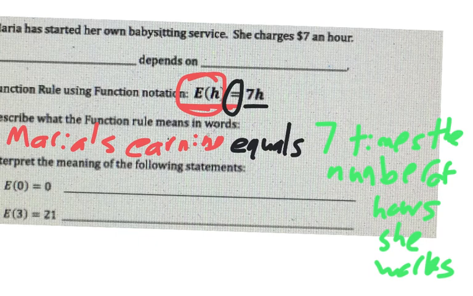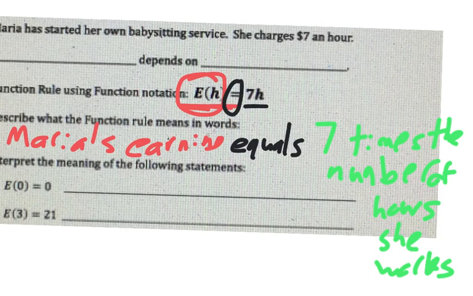So if she got bumped up to $10 an hour, what would that look like? 10H. E of H equals 10H. So the number is the rate. It's not how many hours she worked, even though it's beside the H. Right? It's being multiplied by how many hours she worked.